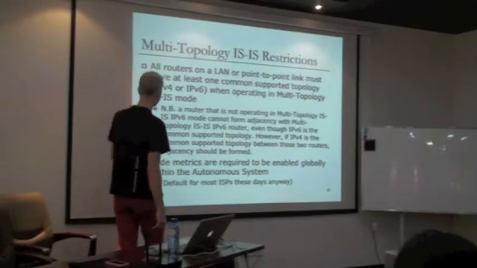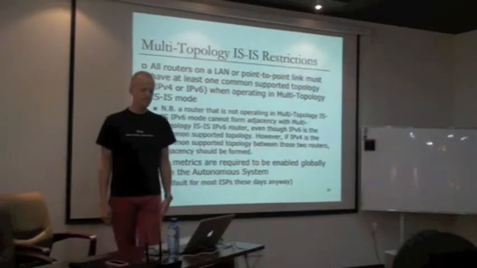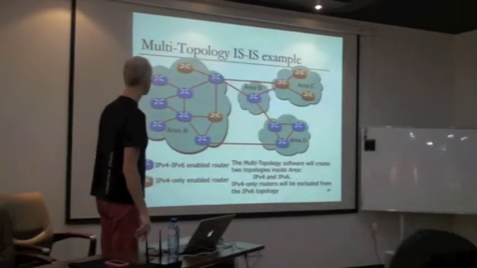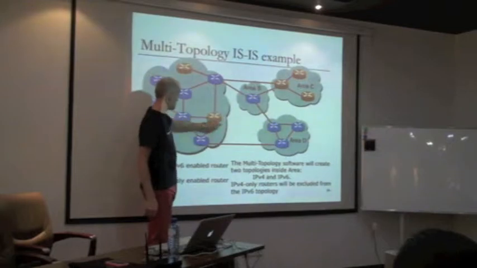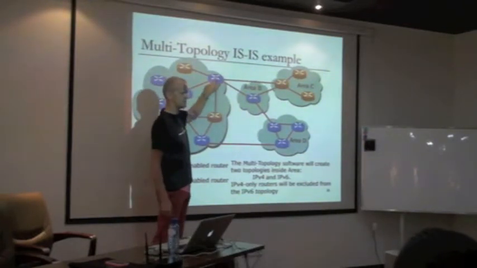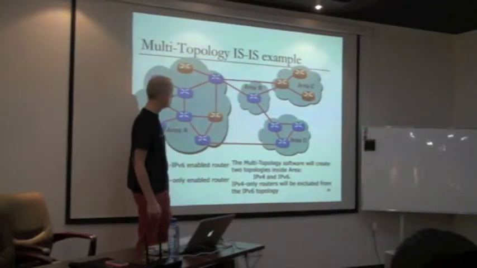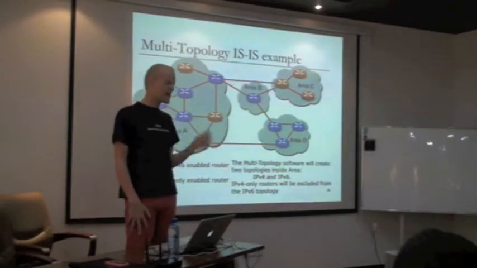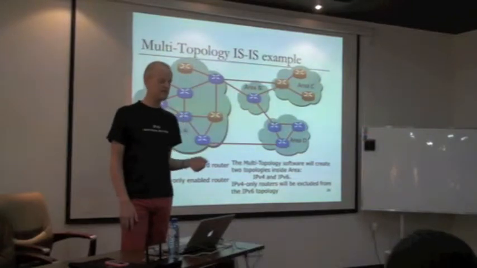The only other point here is that wide metrics are needed, but ISPs should be using wide metrics anyway for IS-IS. So multi-topology then becomes easier. You can have a v4-only router sitting here, so the v6 best path might be around that way, whereas v4 might be this way. So we now have different topologies for v4 and v6, which gives us more flexibility. If you have routers in your network that cannot do v6, you can still run IS-IS without breaking things.